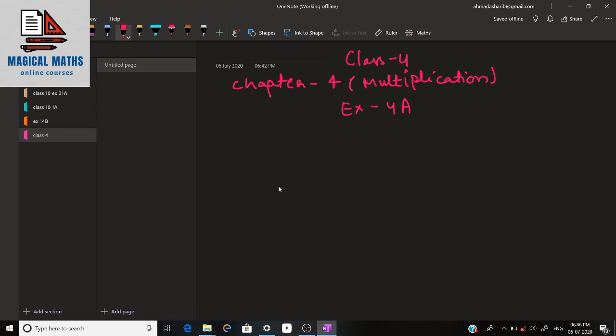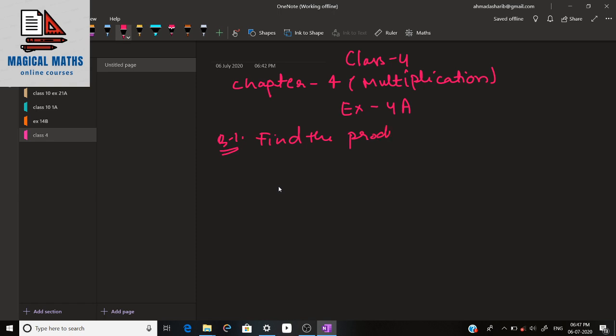This is chapter 4 and the name of the chapter is multiplication, exercise 4a. Students, today we are going to do the multiplication questions. So let us now, without wasting time, start question number 1 given in your book. Question 1 says find the product of the following.